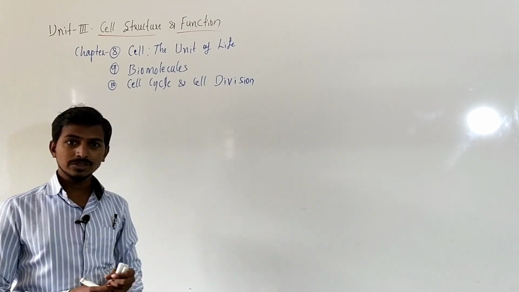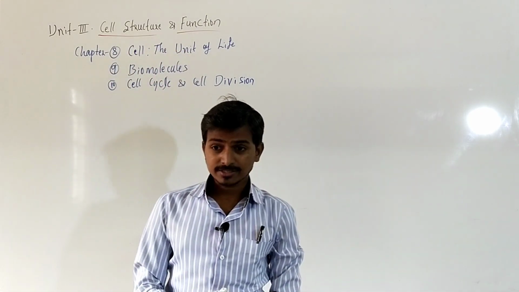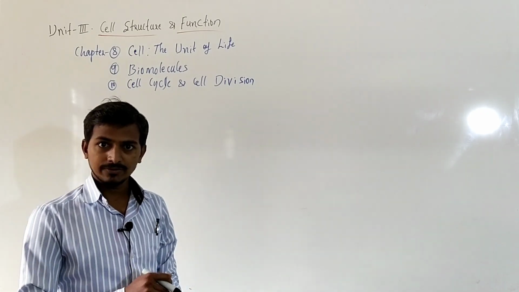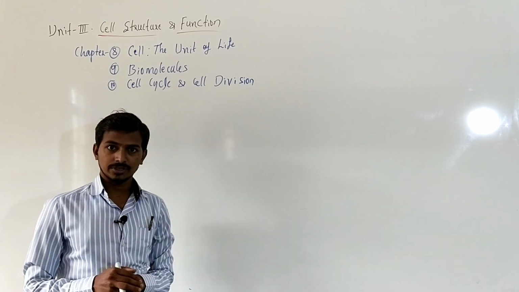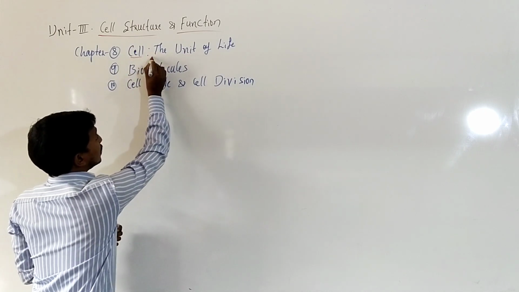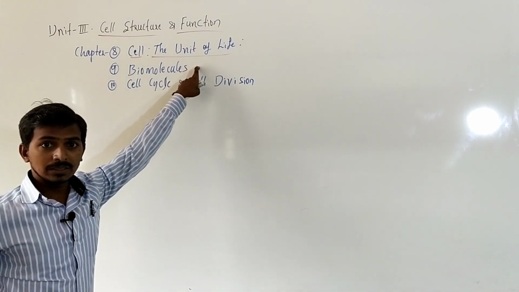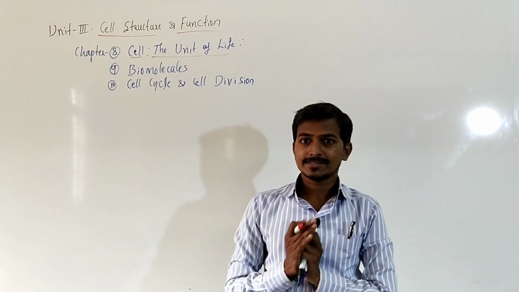Today, being our first teaching class of BioGoogle, I will go through the third unit of our biology, that is cell structure and function, the basic structural and functional unit of life. In that unit, we have three main chapters for our discussion. First chapter being cell, the unit of life. In this chapter, we will go in detail about the complete structure of cell.